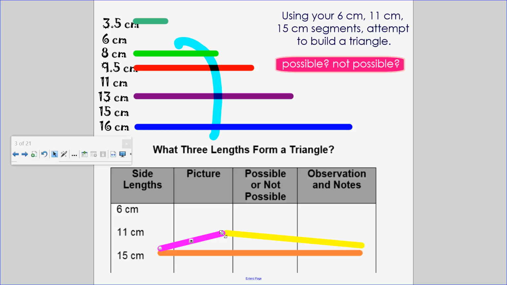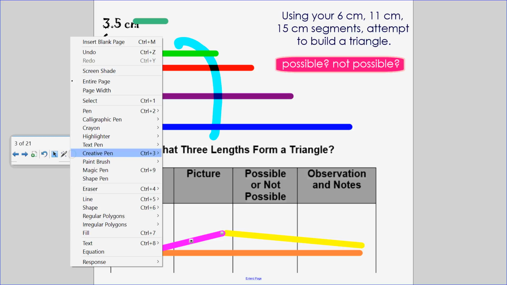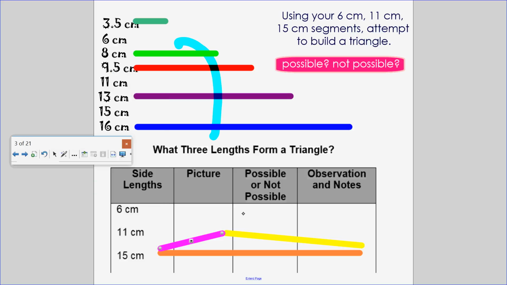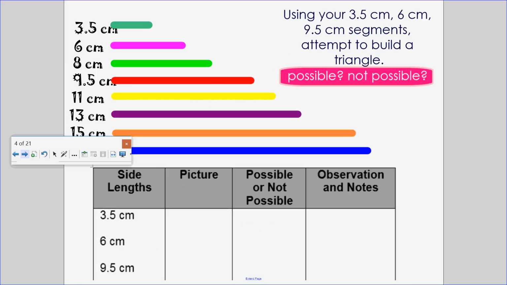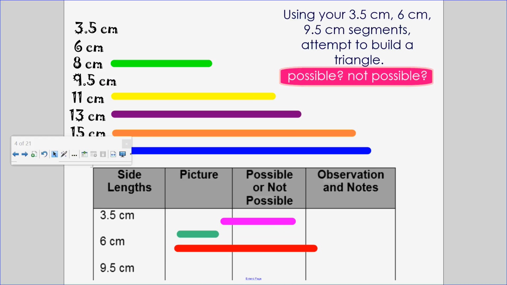Yes, it is possible. It is possible to make a triangle. Next one. You're given 3.5, 6, and 9.5. Well, I'm going to say not possible right away. It is not possible because I don't think it would make a triangle.